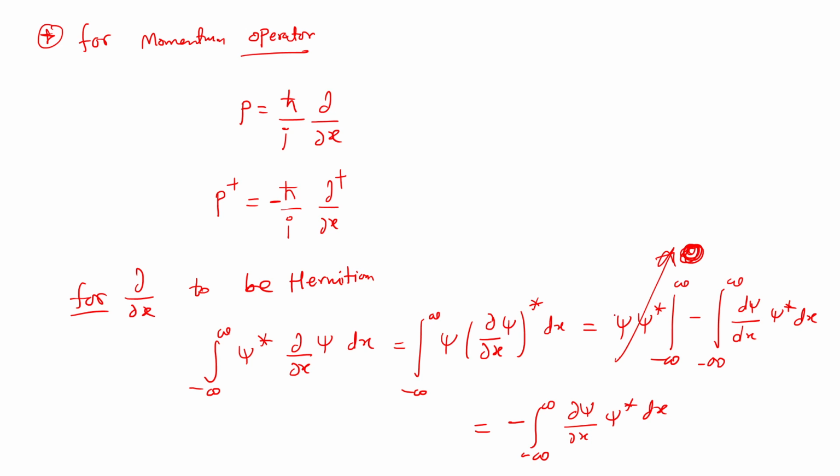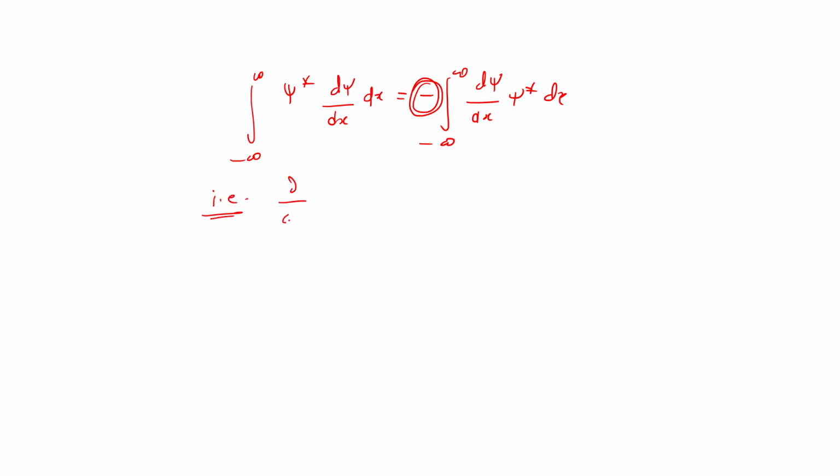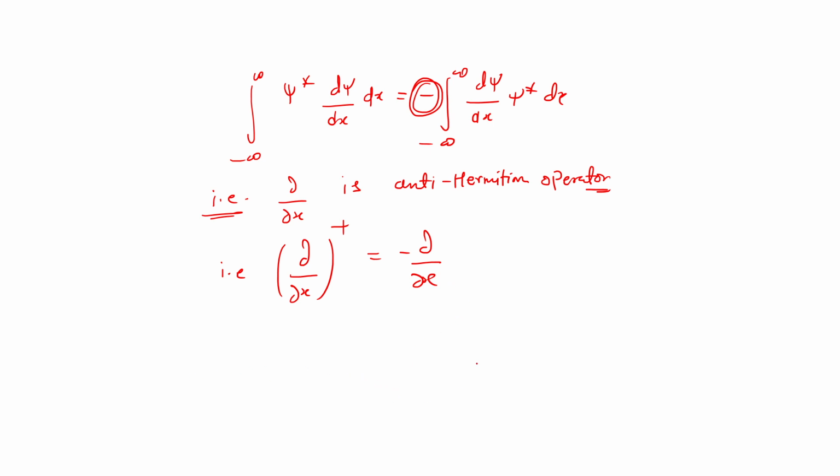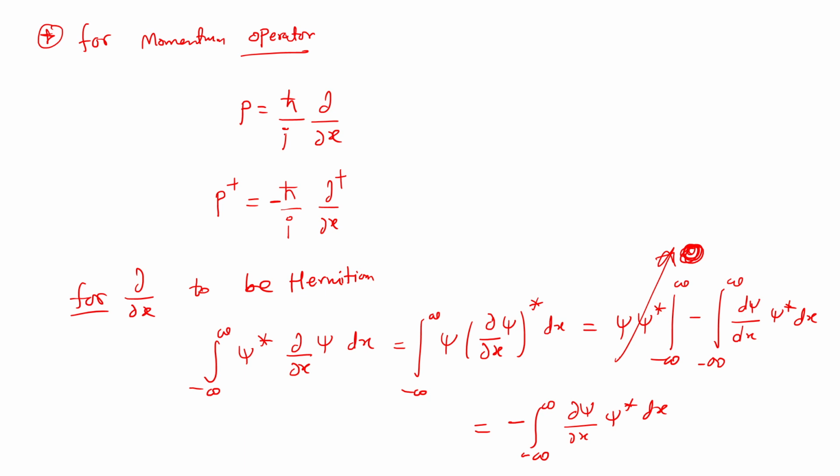So now what we are getting is that the integration of psi star d psi over dx comes out to be the negative of d psi over dx psi star dx. This negative sign is informing us that del over del x is anti-Hermitian. Very important point. That means del over del x dagger, the Hermitian, will give you the negative of del over del x. But now we were talking about the momentum operator, not about del over del x.